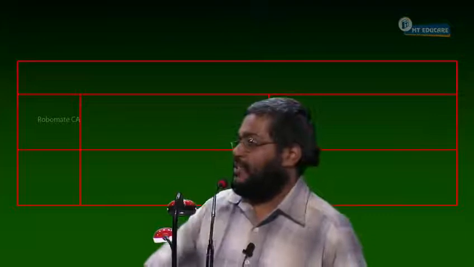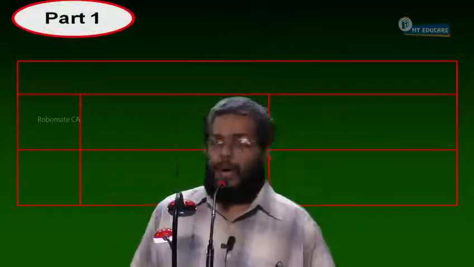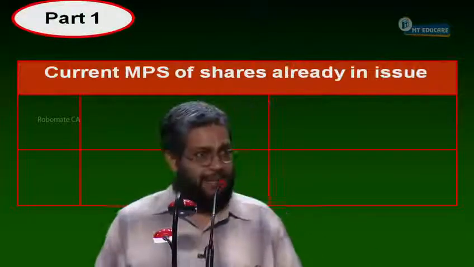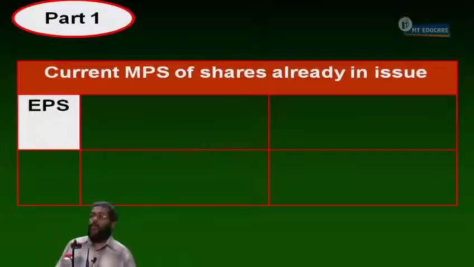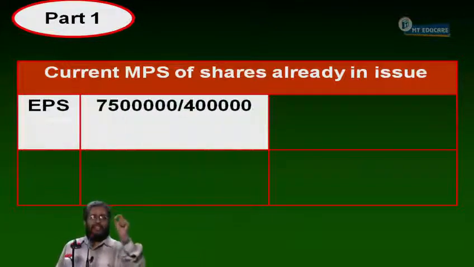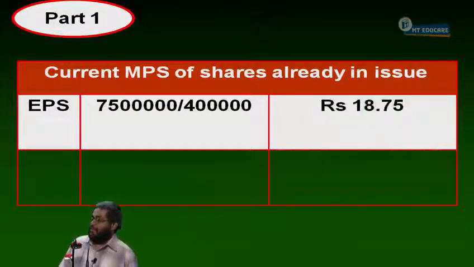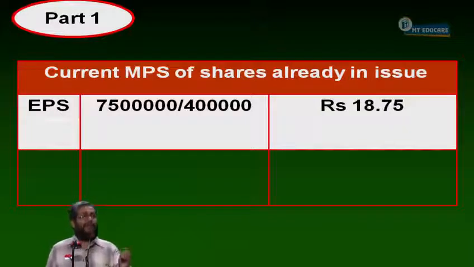First, Part 1, I am going to calculate the current market price. What is earnings per share? Earnings divided by number of shares. Now, what is the earnings of the company? 75 lakh. It is shared by how many shareholders? 4 lakh shareholders. Every shareholder makes how much PAT? 18.75. This is the profit after tax available to every shareholder. Earnings per share is 18.75.